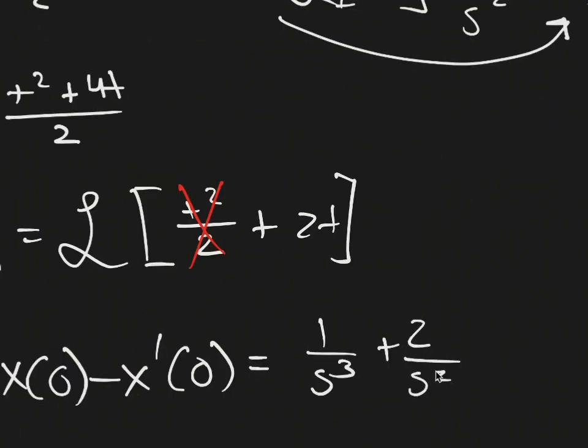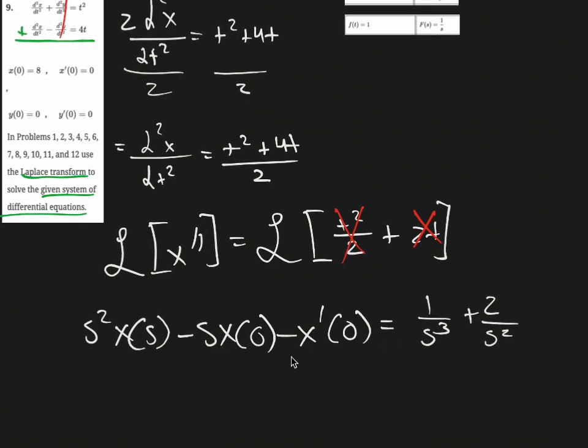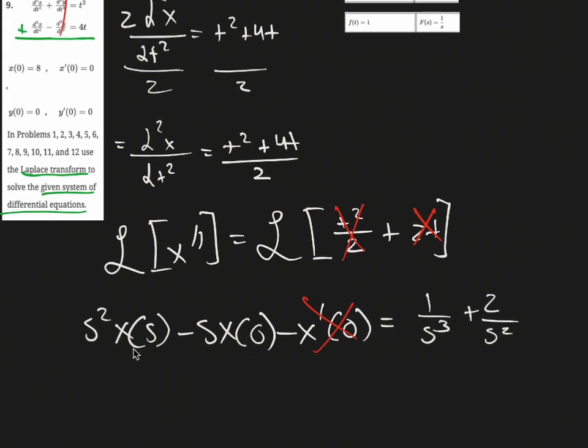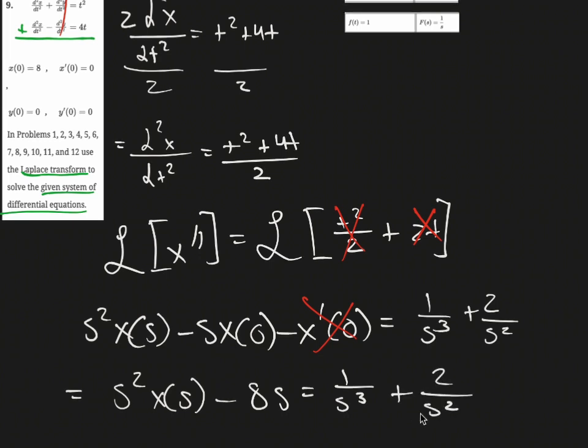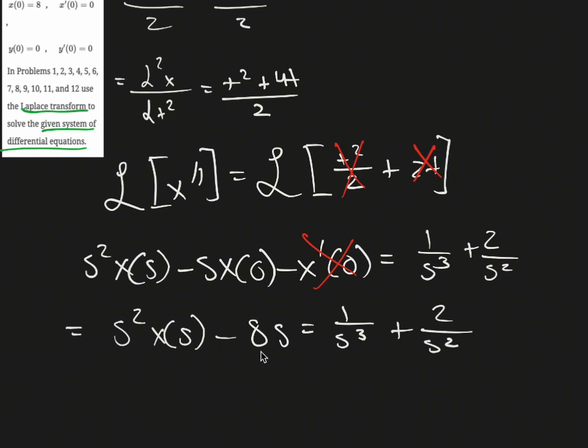2 over s squared. So once we're here, we want to look at our initial conditions. X of 0 equals 8. X prime of 0 equals 0. X prime of 0 is just going to go away. We just have to put an 8 in there. So that's going to equal s squared x of s minus 8s equals 1 over s to the 3rd plus 2 over s to the 2. And our goal right now is to isolate the x of s. So we're going to move the 8 to the other side by adding 8s.